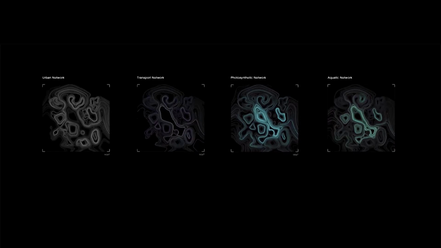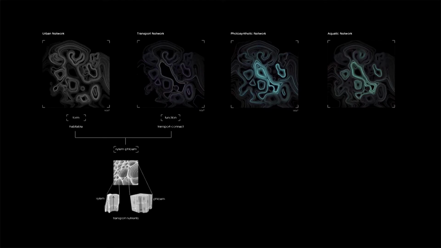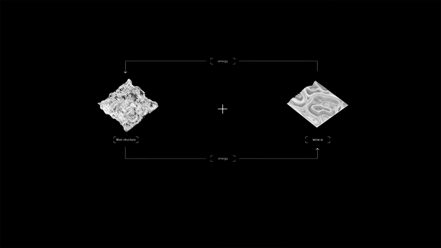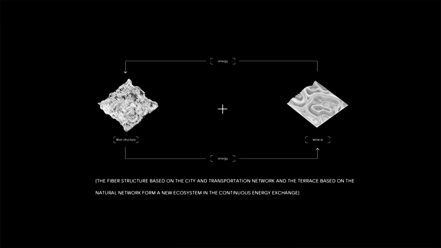Xylem is selected as the biological reference, as it has the capacity for nutrient transport while providing structural stiffness. Its growth is then simulated to form the city's fiber system. In parallel, the landscape is articulated into a series of terraces which will host a new biome. The urban fibers structure and terrace transportation network form a new ecosystem in which there is a continuous energy exchange.